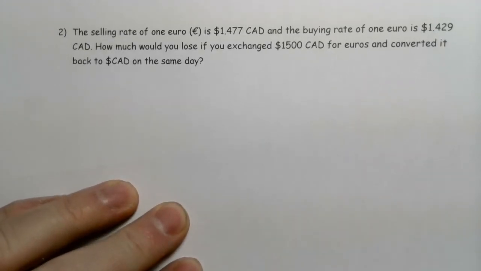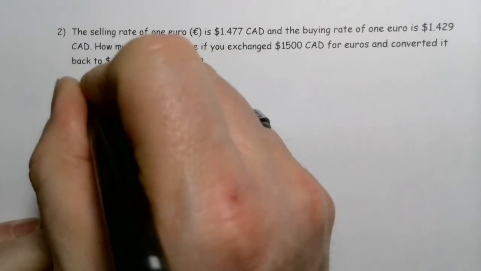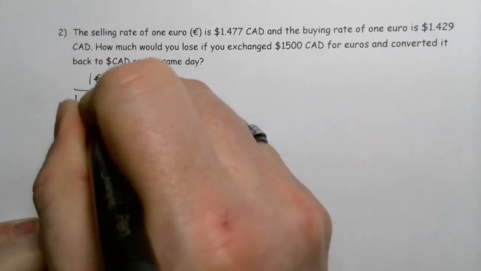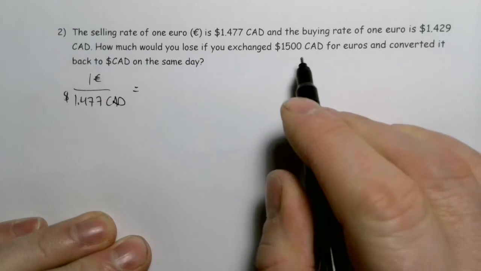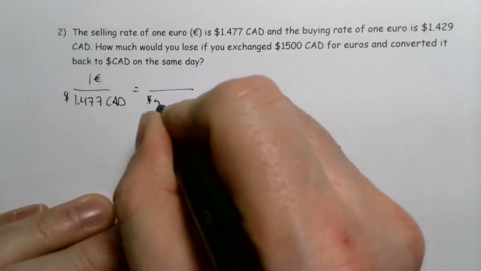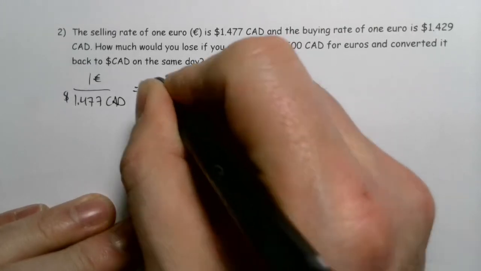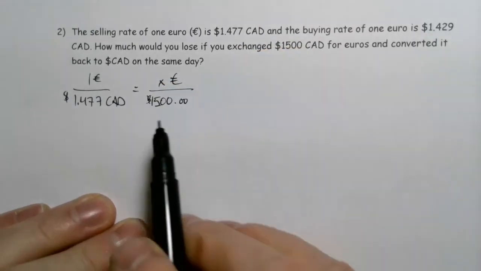Okay, so we're going to take our selling rate here. We've got €1, and we're going to do euro in the numerator. So €1 is $1.477 Canadian, and we've got $1,500 Canadian. So here we go, 1,500. We're going to see how much money we're going to get in euros here. So x euros. Going to cross multiply.